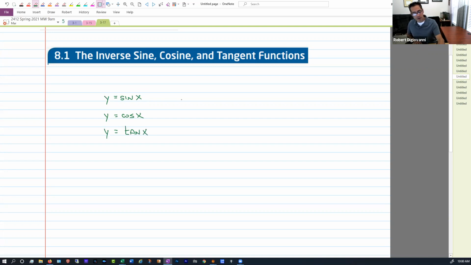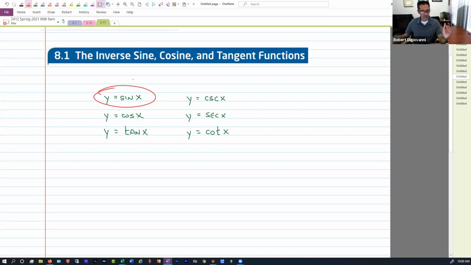And then we have all their reciprocals. We have cosecant x, secant x, and cotangent x. We should be somewhat comfortable with the graphs of all of those, right? So the question now becomes, do these have inverses? These are all functions. Do they have inverses?